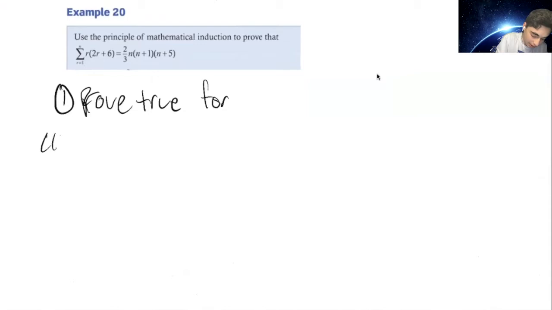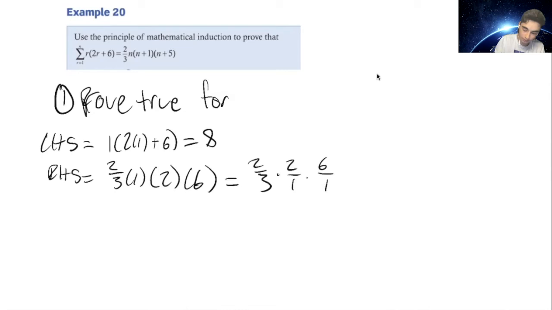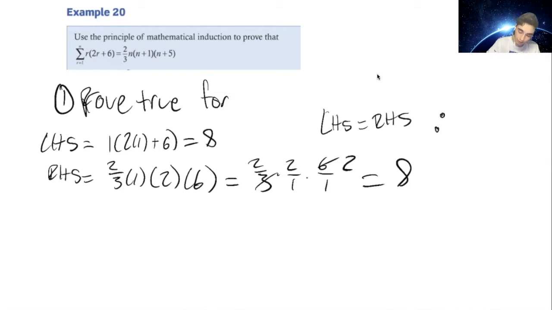All right, so for the left-hand side, we have 1 times 2 times 1 plus 6, which is 8. Right-hand side, we have 2 over 3 times 1 times 2 times 6, which equals 2 over 3 times 2 over 1 times 6 over 1. These go to 2, and we have 8. So look at these, left-hand side equals right-hand side. Therefore, true for r equals 1. Awesome. Step number 1 done. Step number 1, easy as cake.